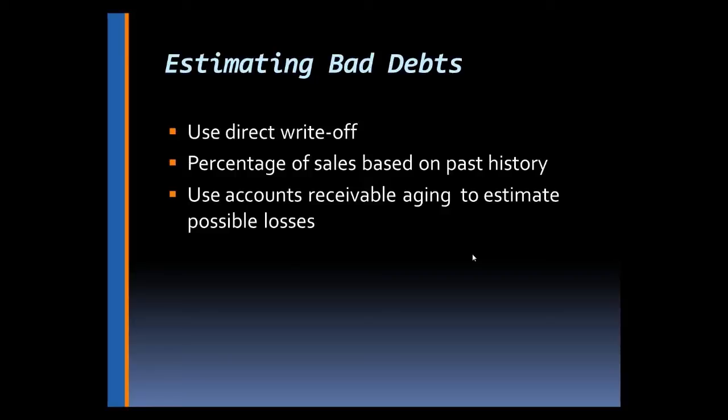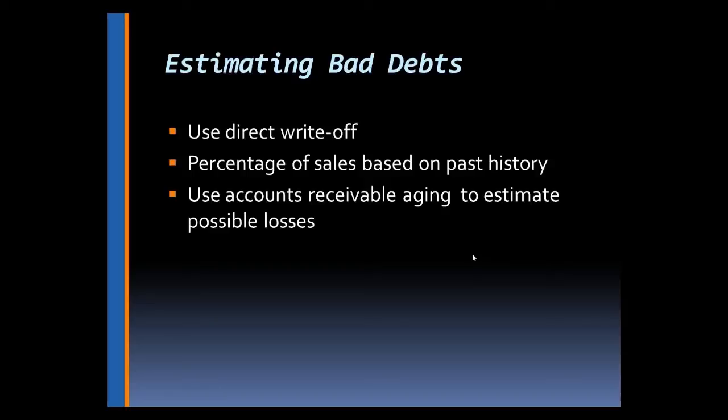Another method is a percentage of sales based on past history. In this particular instance, a business knows that 1% or 2% of their sales are always not collectible. So at the end of the accounting period, they set up a reserve of approximately 1 to 2% and charge it to bad debts, and then set up a contra account against the accounts receivable to reduce the book amount shown by the net of that amount.